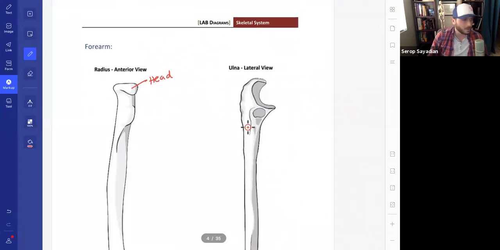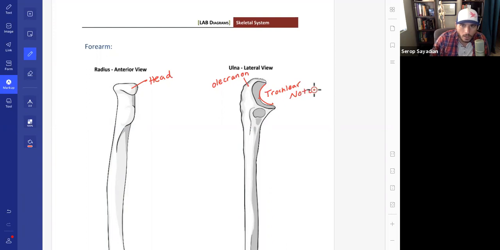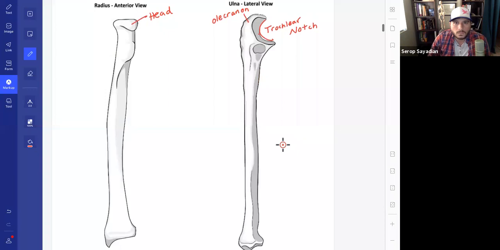Okay, so here we have the ulna. Here is the olecranon. Here is the trochlear notch. Here is the ulnar head.